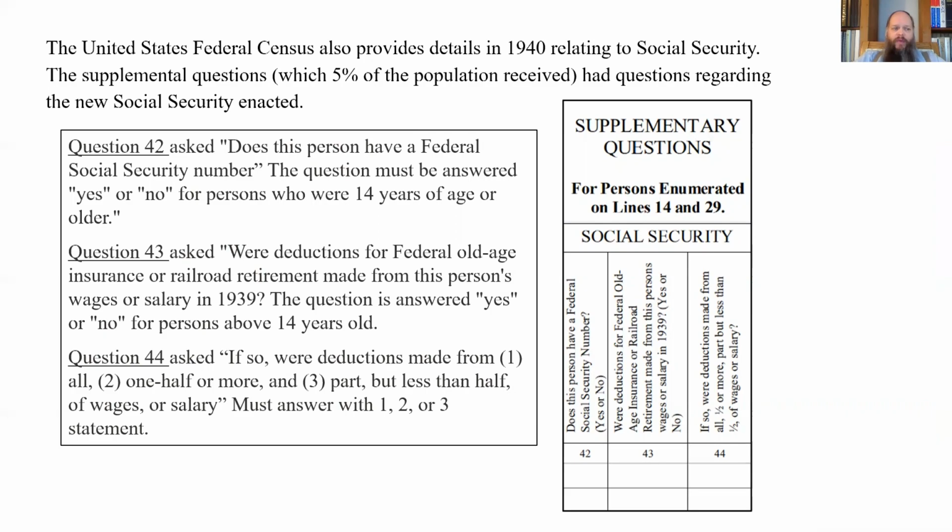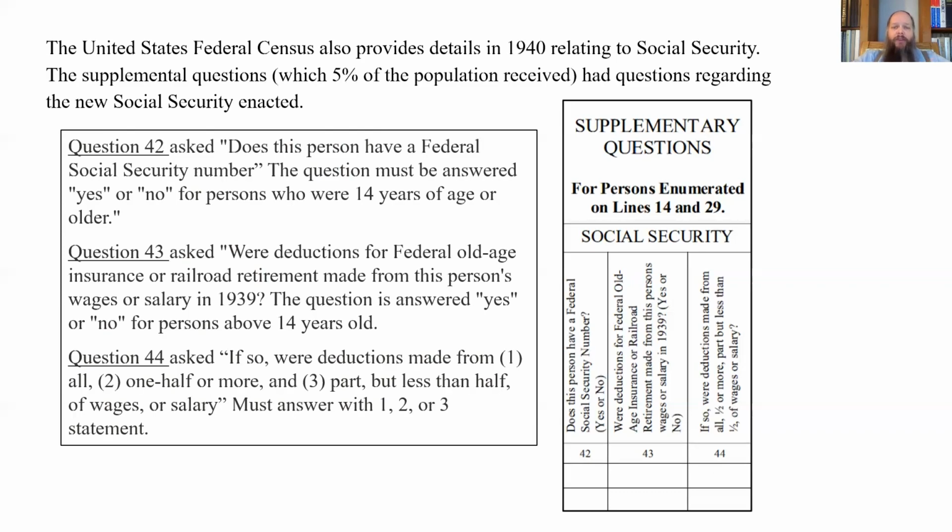But the last census that we have now is the 1940 census, and it does contain questions regarding Social Security, but it's only found in the supplemental section, and it only takes into account 5% of the overall population that received those supplemental questions at the bottom of the form. There were 3 questions, 42, 43, and 44, that all related to Social Security.